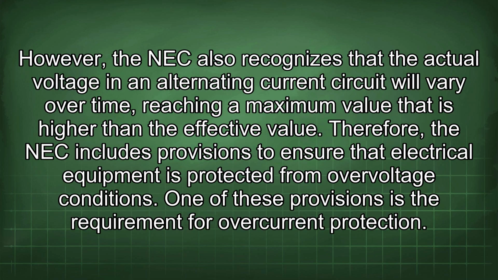However, the NEC also recognizes that the actual voltage in an alternating current circuit will vary over time, reaching a maximum value that is higher than the effective value. Therefore, the NEC includes provisions to ensure that electrical equipment is protected from overvoltage conditions. One of these provisions is the requirement for overcurrent protection.